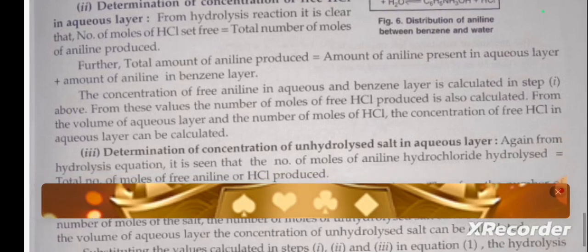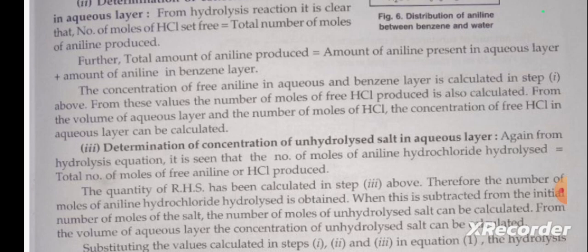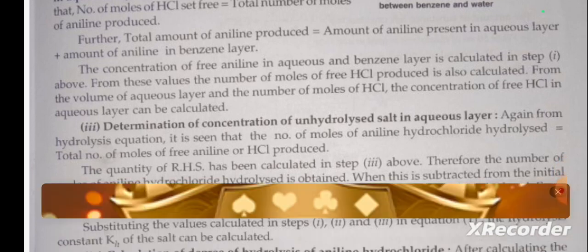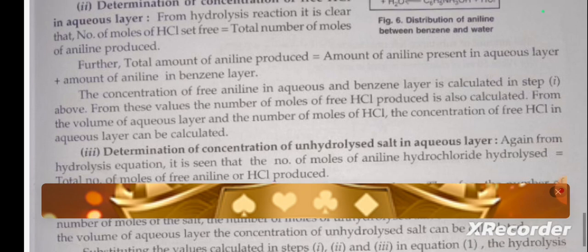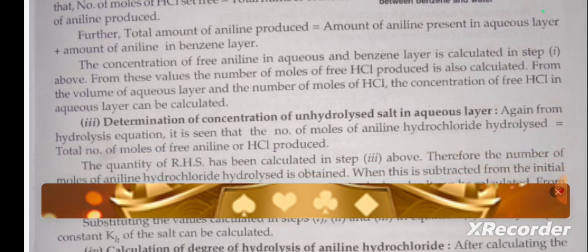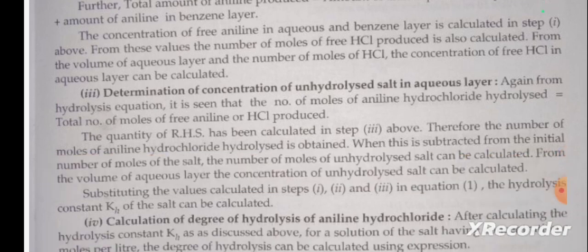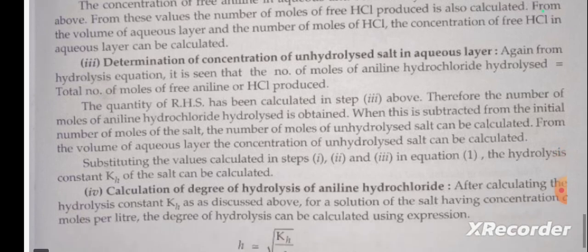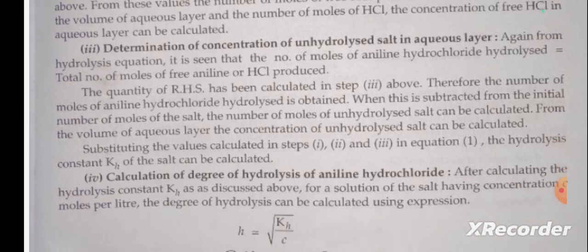Determination of the concentration of free HCl in the aqueous layer. From the hydrolysis reaction, it is clear that the number of moles of HCl set free is equal to the total number of moles of aniline produced. The total amount of aniline produced is equal to the amount of aniline present in the aqueous layer plus the amount of aniline in the benzene layer. The concentrations of free aniline in the aqueous and benzene layers are calculated in step 1 above. From these values, the number of moles of free HCl produced is also calculated. From the volume of the aqueous layer and the number of moles of HCl, the concentration of free HCl in the aqueous layer can be calculated.